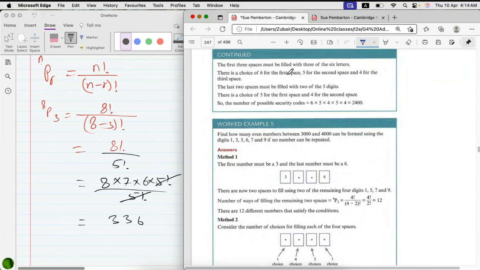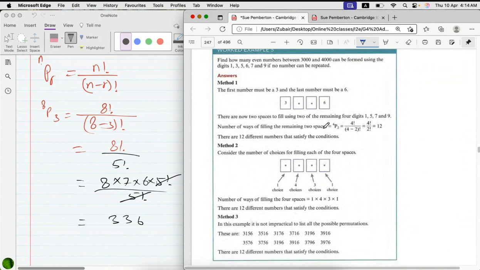The first 3 spaces must be filled with 3, 6 letters. Exactly same thing. Another worked example: find how many even numbers between 3000 and 4000 can be made using the digits 1, 3, 5, 6, 7, 9, if no number can be repeated.